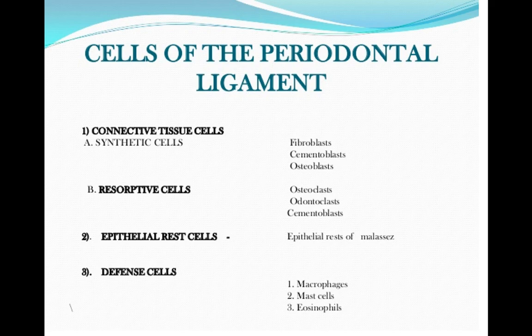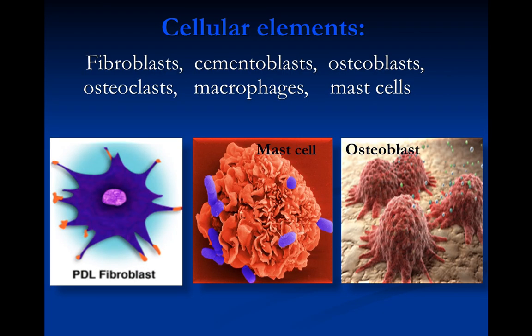Epithelial rest cells in the periodontal ligament are the epithelial rest cells of Malassez. And finally, defense cells means migrating cells: macrophages, mast cells, eosinophils, lymphocytes, basophils, and others. These are some pictures of the cells.